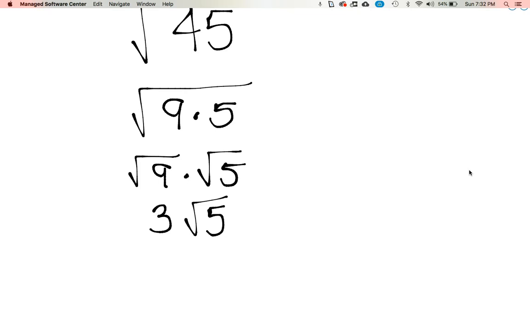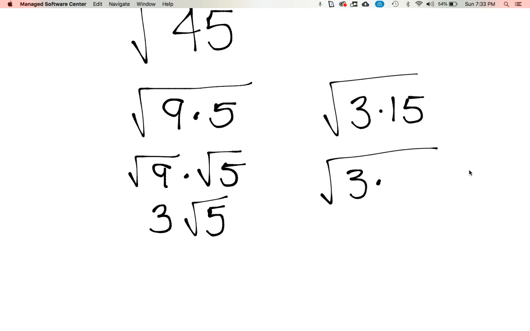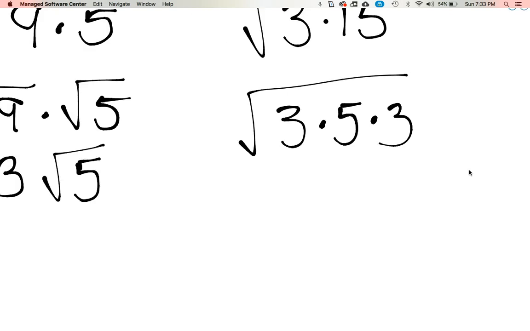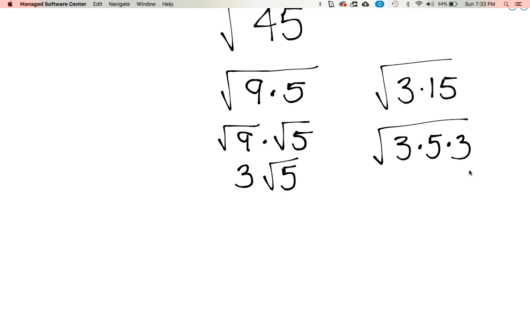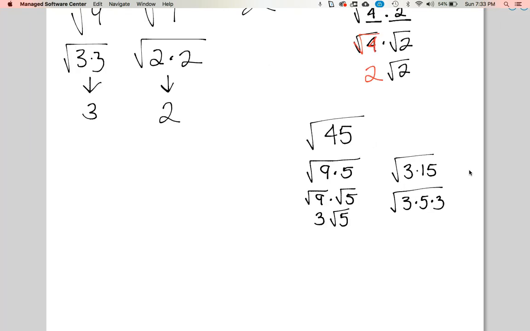Now, what if somebody did do 3 times 15? Well, then that person would have to keep going and keep breaking apart that number. Now, remember what we said over here. If you have a pair of numbers, they don't have to be next to each other. Here's a 3 and here's a 3.